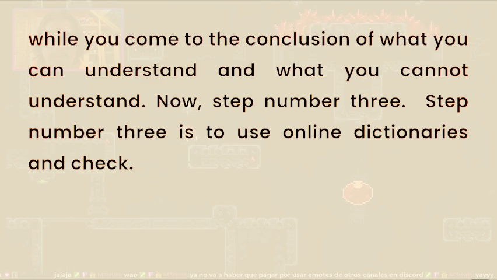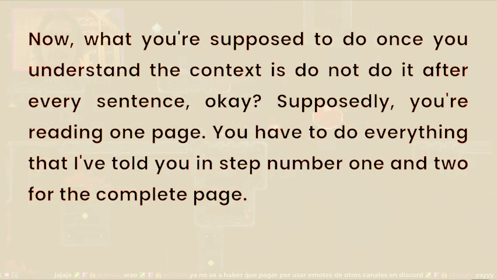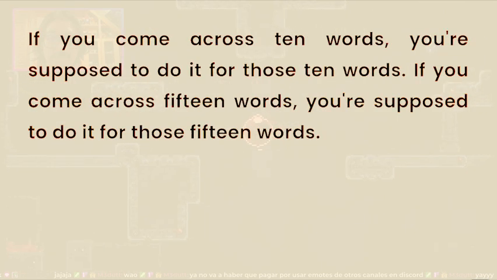Now, step number 3. Step number 3 is to use online dictionaries and check. Now, what you're supposed to do once you understand the context is do not do it after every sentence, okay? Supposedly, you're reading one page. You have to do everything that I've told you in step number 1 and 2 for the complete page. If you come across 10 words, you're supposed to do it for those 10 words. If you come across 15 words, you're supposed to do it for those 15 words.